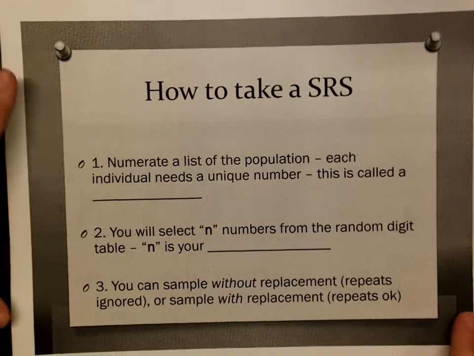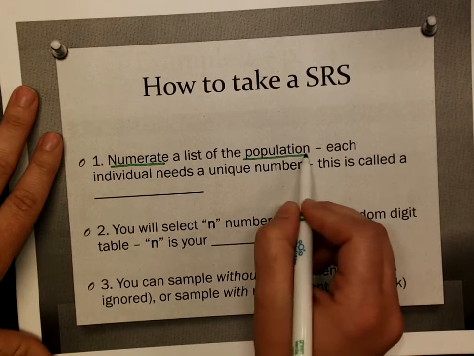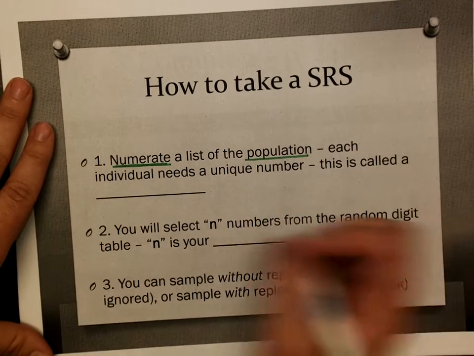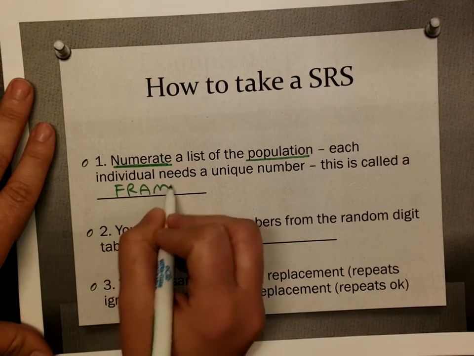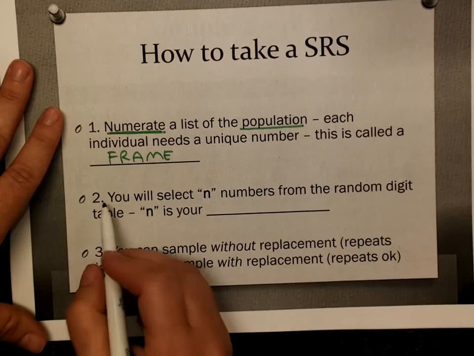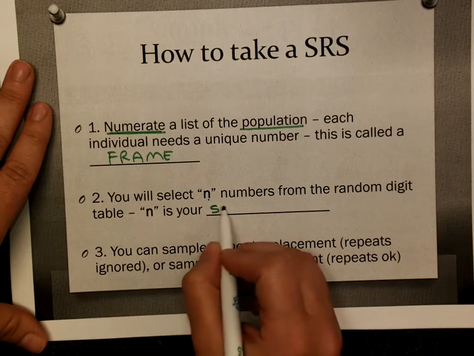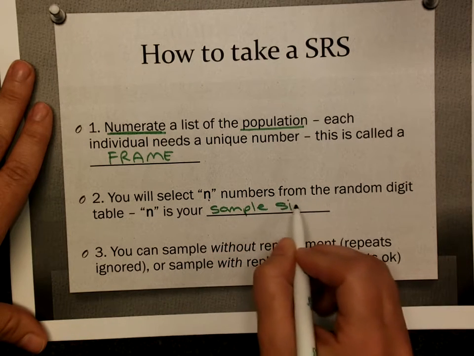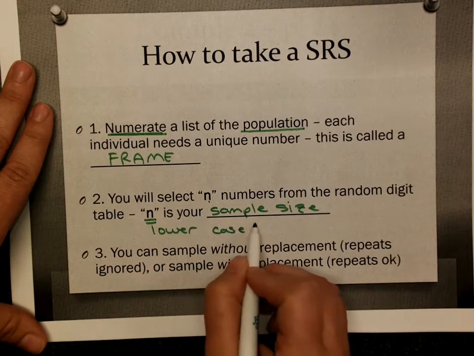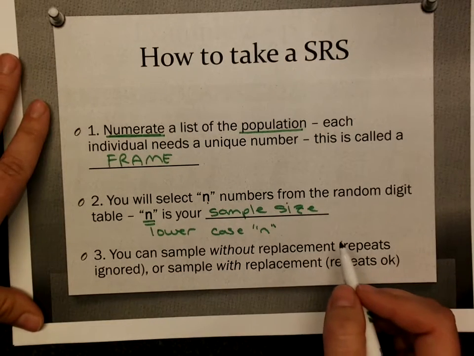Alright, so how to take an SRS. The first thing you need to do is numerate, or number off, a list of the entire population. So give everybody a unique number. Each individual needs a unique number, and this is called a frame. So it's a list of everybody in your population. Then you're going to select n numbers from the random digit table. n is what we call our sample size. We'll be using that same letter, lowercase n, for the entire course. When you see lowercase n, we're referring to the sample size.